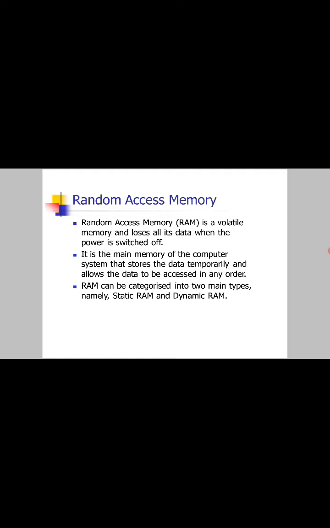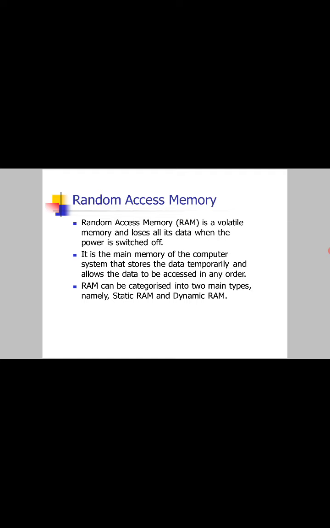Main memory or primary memory is of two types. The first one is random access memory, that is RAM, and the second one is ROM. RAM is also a primary memory. RAM is a volatile memory and loses all of its data when the power is switched off. Second, it is the main memory of a computer system. It stores the data temporarily and allows the data to be accessed in any order. RAM can be categorized into two types, namely static RAM and dynamic RAM.